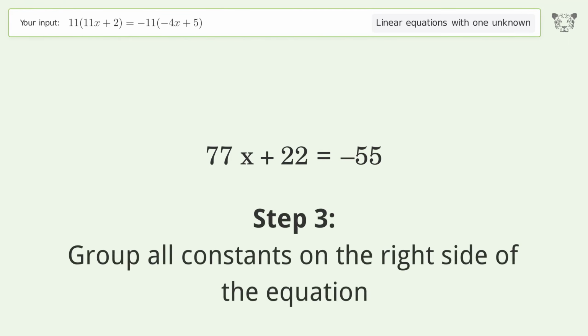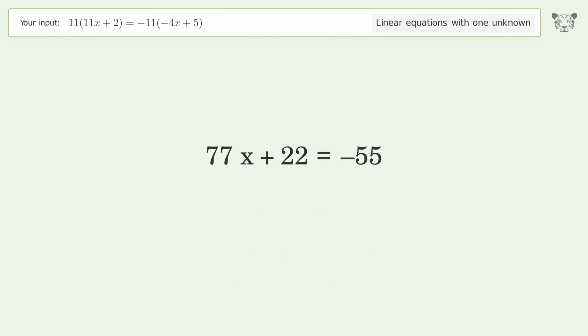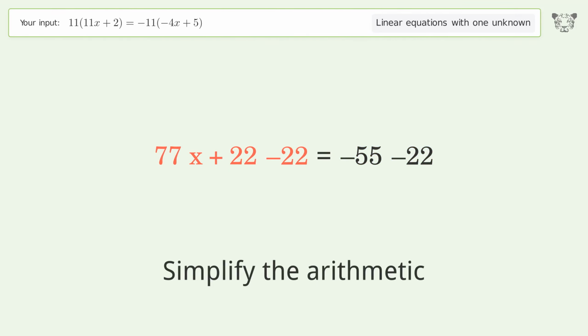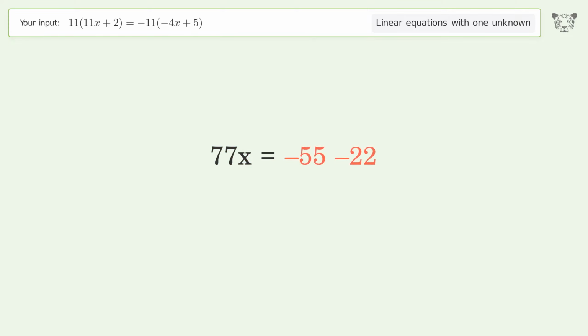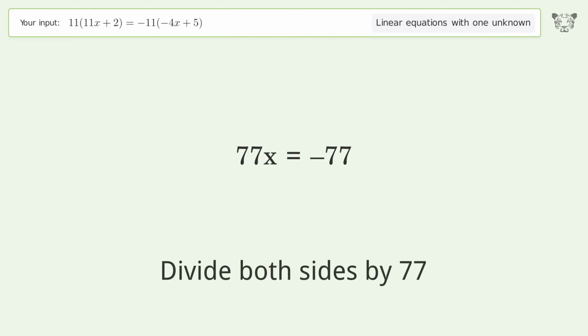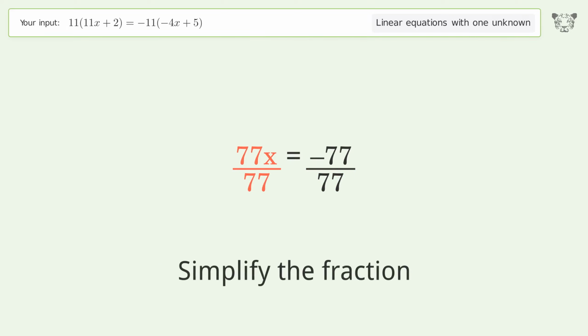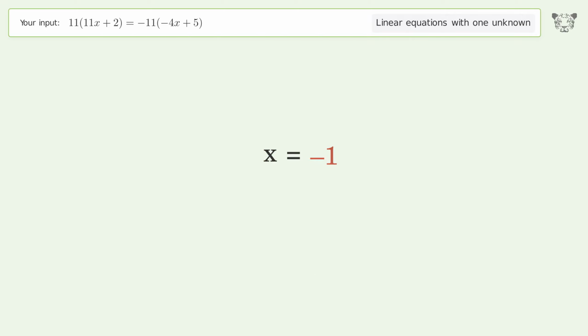Group all constants on the right side of the equation. Subtract 22 from both sides. Simplify the arithmetic. Isolate the x. Divide both sides by 77. Simplify the fraction. And so the final result is x equals -1.